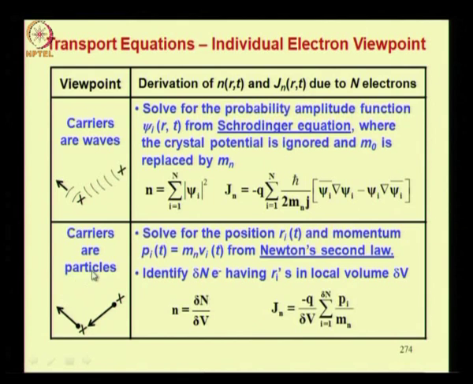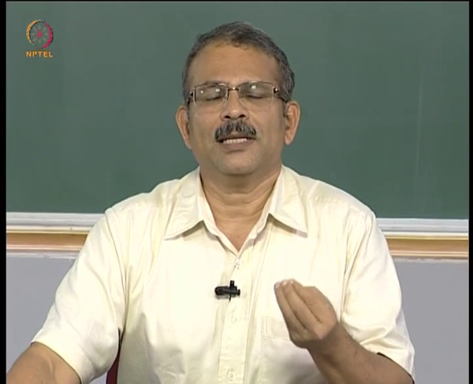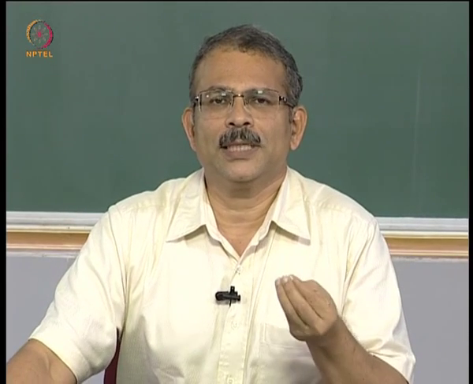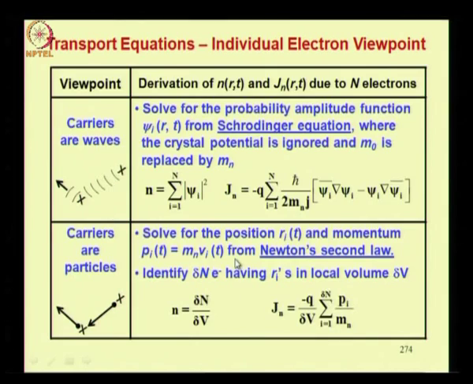On the other hand, analogously, if you regard the carriers as particles and take the individual carrier viewpoint, then for each particle you determine the state of the particle using Newton's laws. Now the state of the particle is nothing but the position ri(t) for the ith particle and the momentum pi(t), and you get it from Newton's second law. Then you identify delta n electrons having their positions in a local volume delta V, and from there you can derive the carrier concentration using this formula and the current density using the formula here.